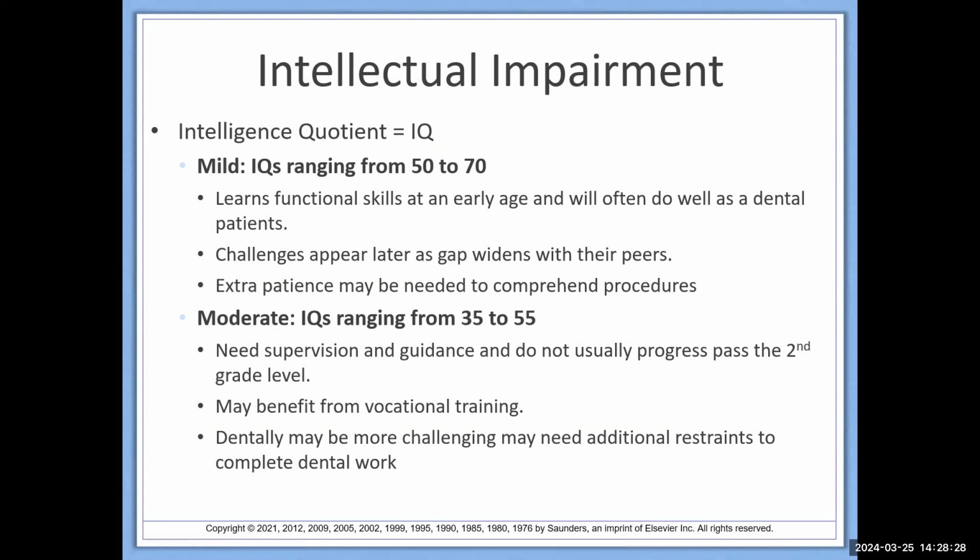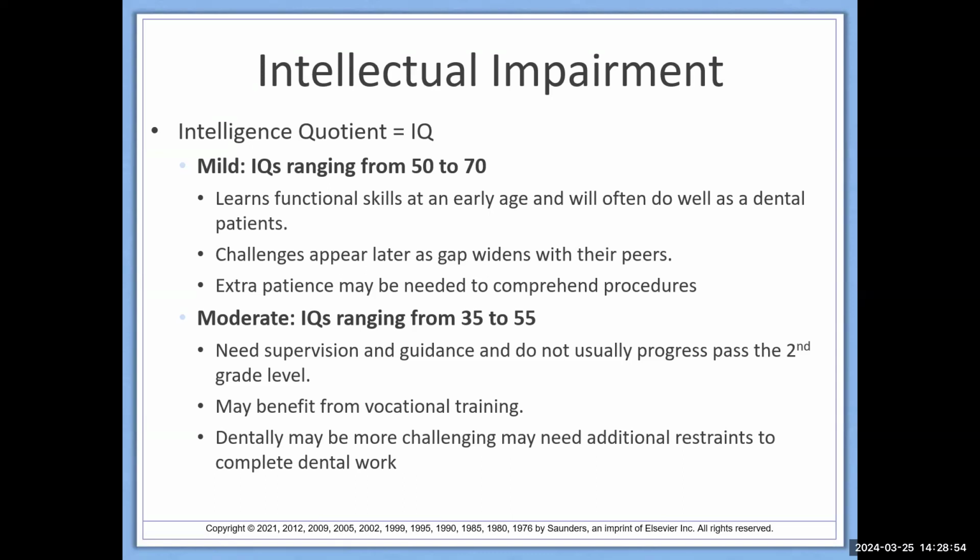With the intelligence quotient, or IQ, the mild category is IQs ranging from 50 to 70. That's when you learn functional skills at an early age, and you'll often do well as a dental patient. The challenges may appear later as the gap widens with their peers, and maybe they need extra patience when they want to comprehend or understand certain procedures.